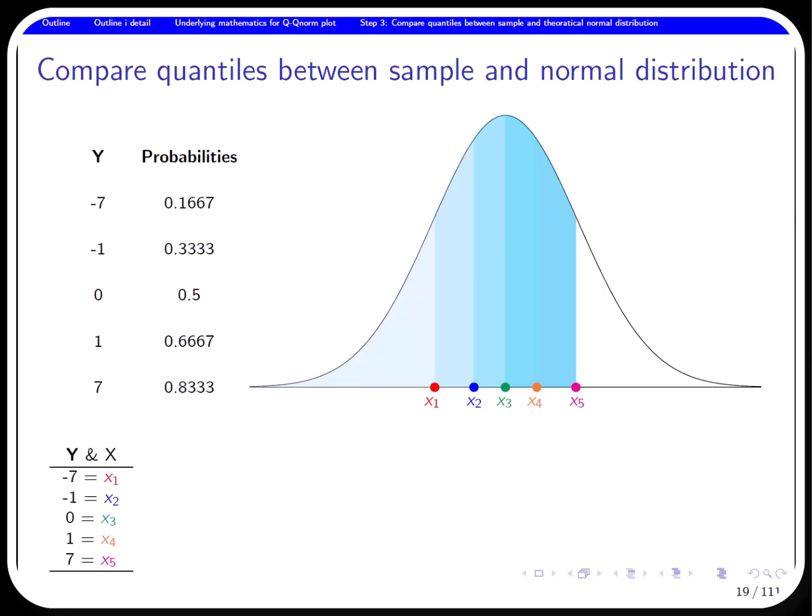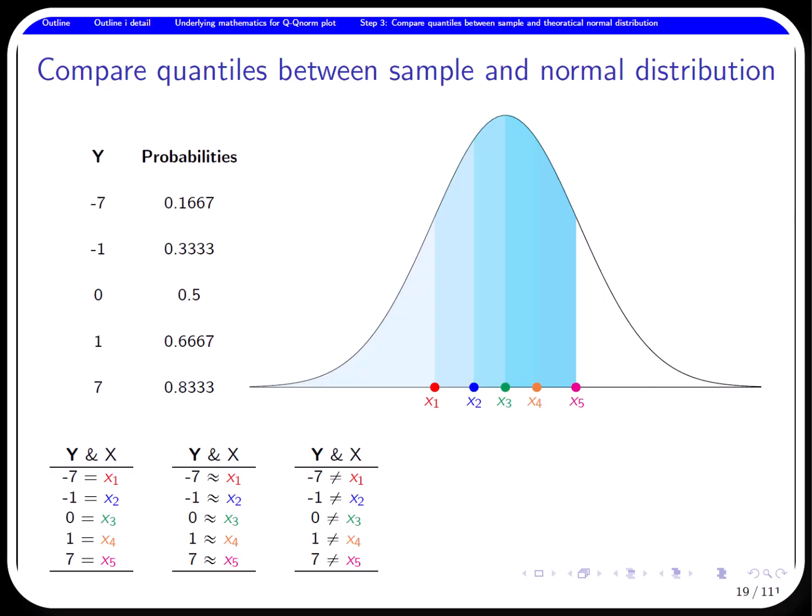If sample quantile is equal to theoretical quantile, sample data is perfectly normally distributed. If sample quantile is roughly equal to theoretical quantiles, then the sample data is roughly normally distributed. If sample quantiles are far away from the theoretical quantile, then the sample data is not normally distributed.